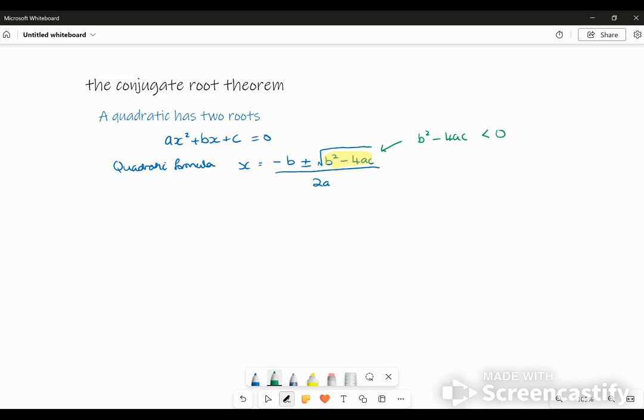number. And so therefore under here, you're going to end up with a negative number, which will give you a value of i. So you'll get minus b plus or minus something to do with i over 2a. Because it's plus something and minus something, this thing here will be the same i value and you'll get conjugate roots. Let me give you an example.